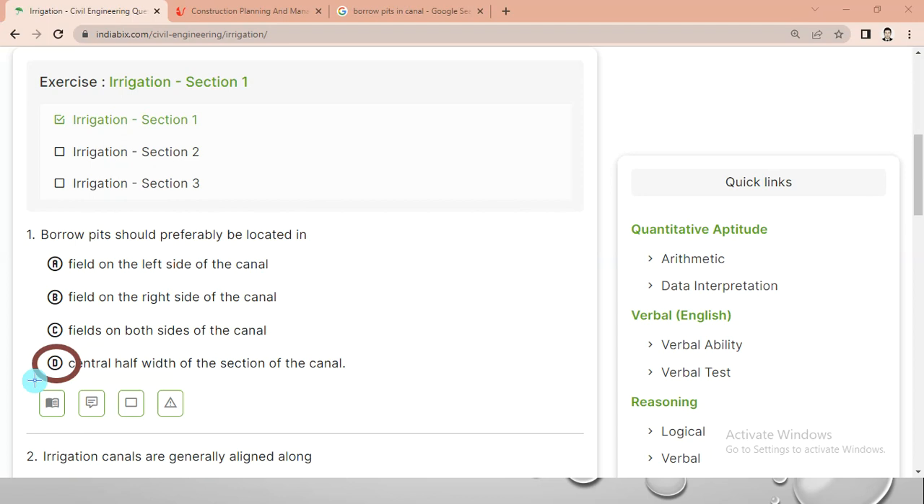In the canal section, the area that is created to remove earthen material, the excavation at the center half width of the section of the canal to remove earthen material, we call that a borrow pit.